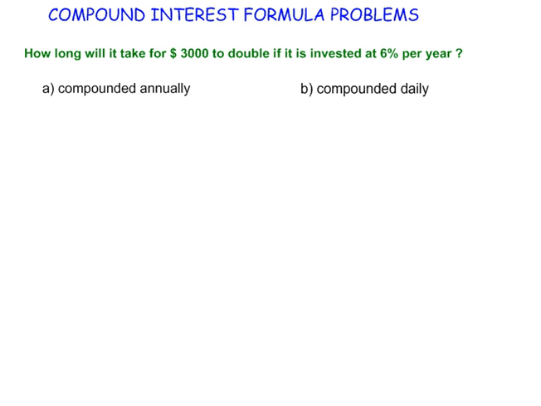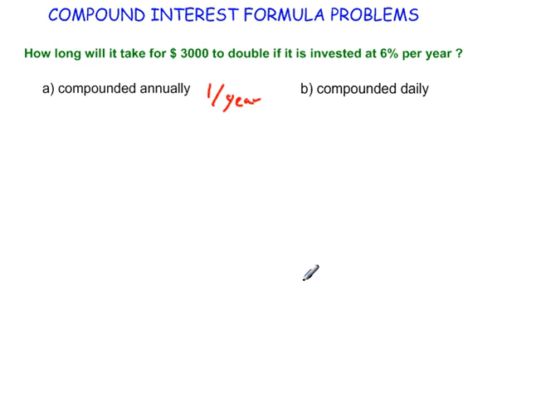Compound interest formula problems. So this is a question where you have to figure out the time that is required for $3,000 to double invested at 6%. So there's two parts of this question. 6% is compounded annually, which means once per year. So this is part A.